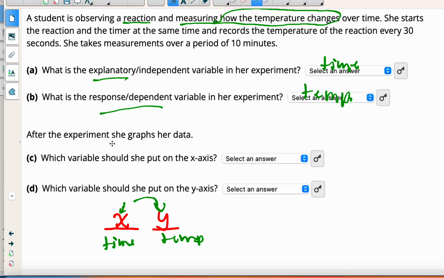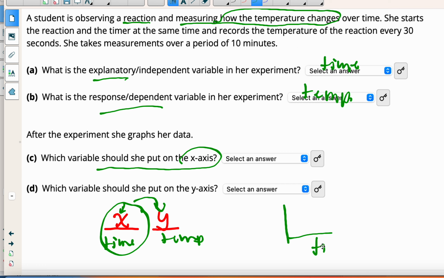After the experiment, she graphs her data. What goes on the x-axis? Well, the x-axis is time. The y-axis is temperature. Time, temperature. Okay, that's it.